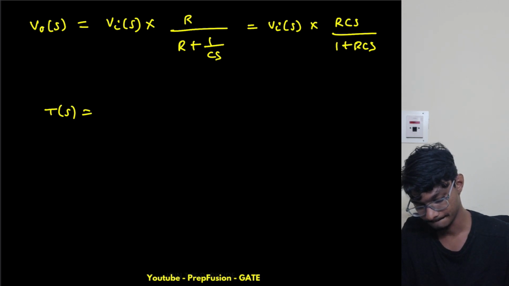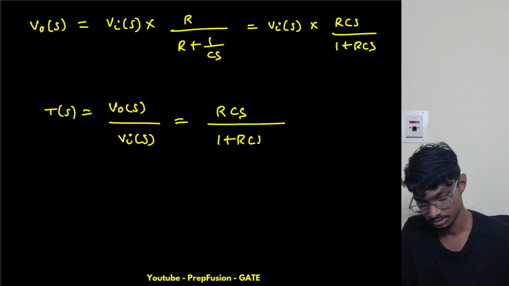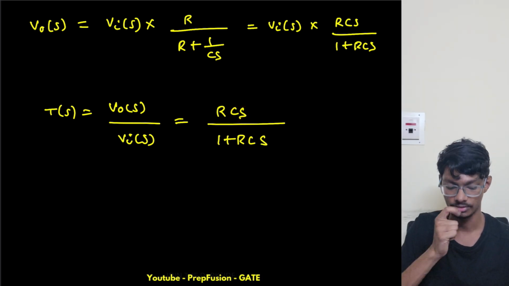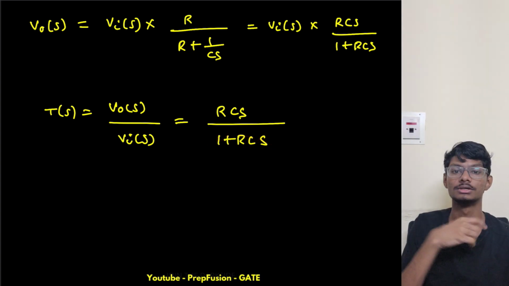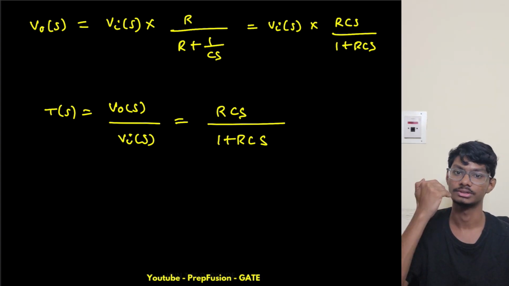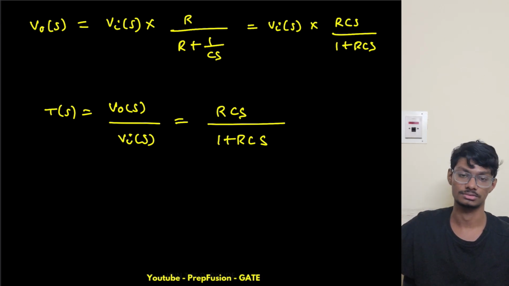VO of s by V of s equals RCs by 1 plus RCs. You can see it has one zero at s equals 0, and one pole at s equals minus 1 by RC. The number of poles and zeros are the same, so this system is a causal system and it is practical. But if the number of zeros becomes more than poles, then the system won't be practical.